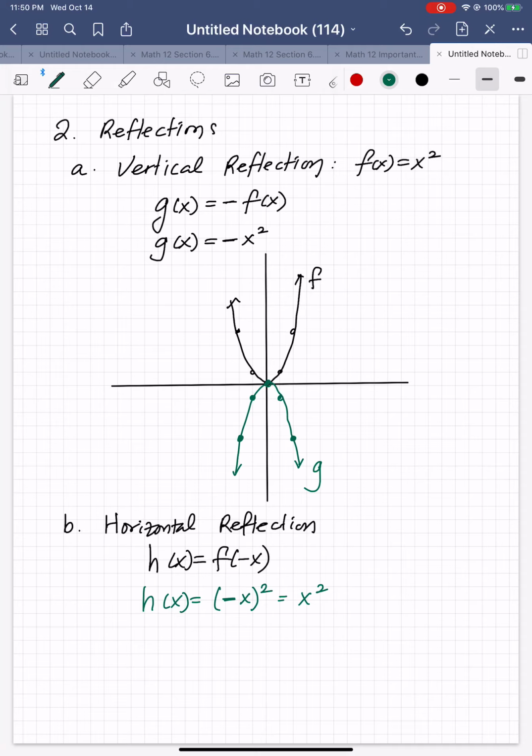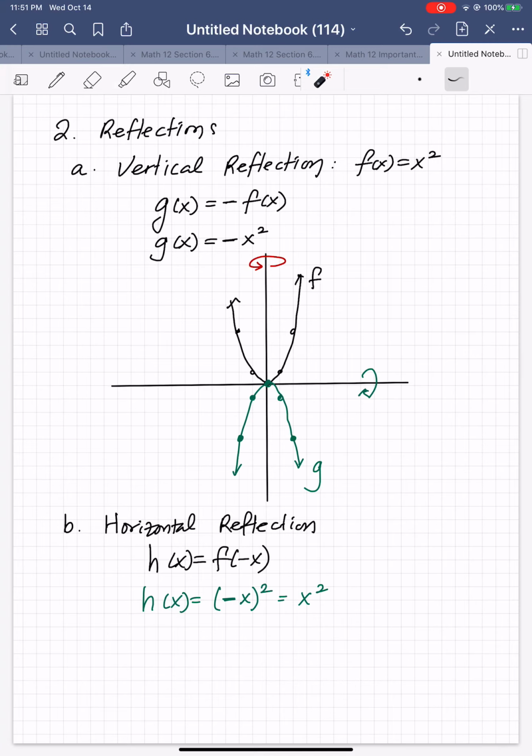For the vertical reflection, you rotate this way, and for the horizontal reflection, you rotate this way. So this one becomes this, and this one becomes this. So it's going to be the same, isn't it? Yeah, it's the same.